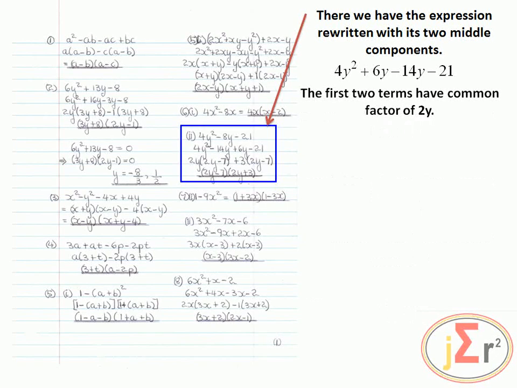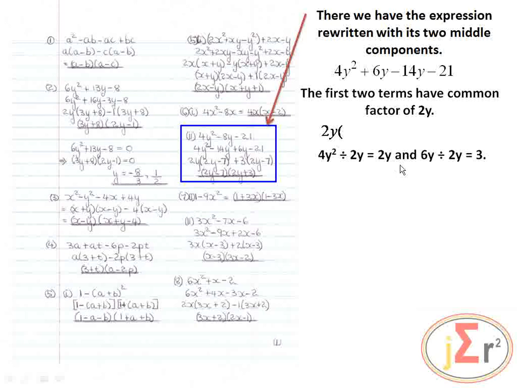The first terms have a common factor of 2y. So 2y is the common factor of the first two terms. And we will divide each term by the common factor, and this, as a matter of fact, is our intended mental operation. 4y squared divided by 2y is 2y, and 6y divided by 2y is equal to 3. Of course, 2 into 4 is 2, and 1 into y squared is y. Then we have here 2 into 6 is 3, and the y's will cancel.